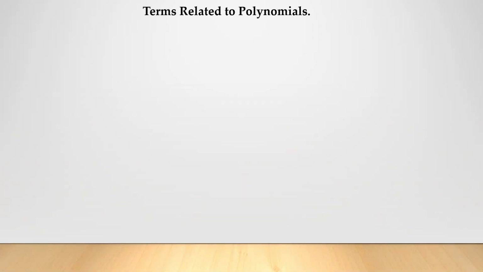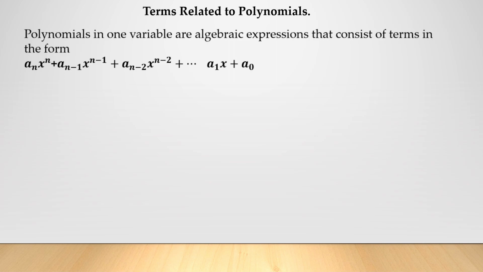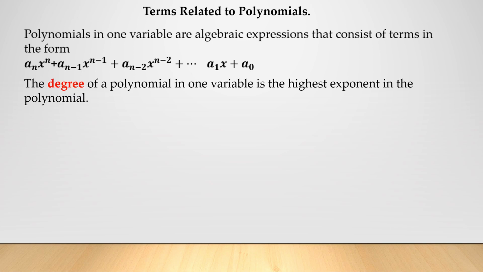In studying polynomials, there are terms that you have to remember. A polynomial in one variable is an algebraic expression that consists of terms in the form a sub n x raised to n plus a sub n minus 1 x raised to n minus 1 and so on, up to a sub 1 x plus a sub 0. The first is the degree. The degree of a polynomial in one variable is the highest exponent in the polynomial.